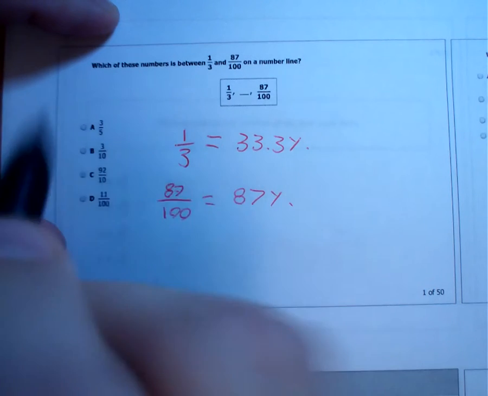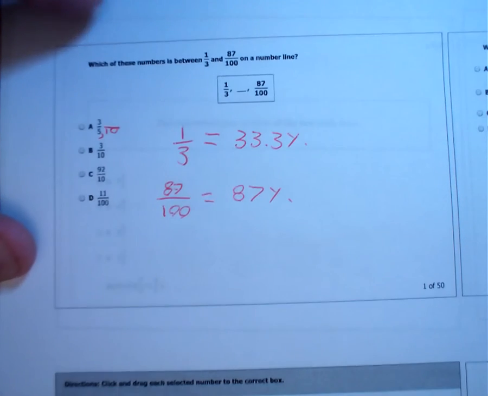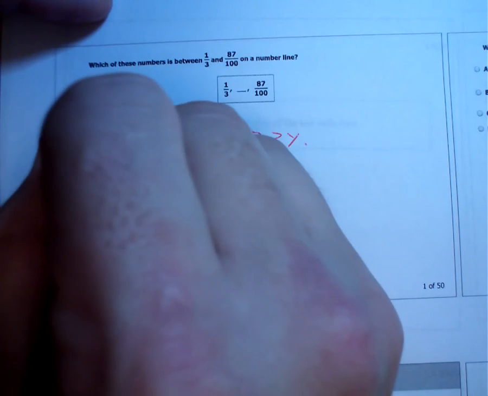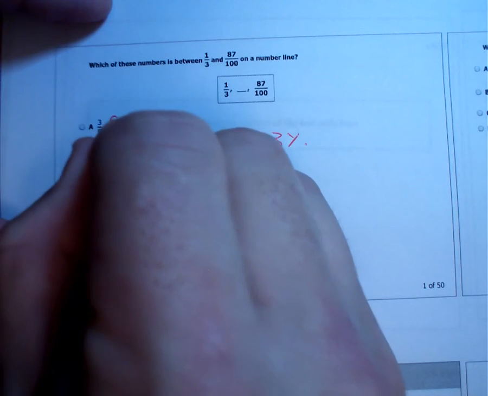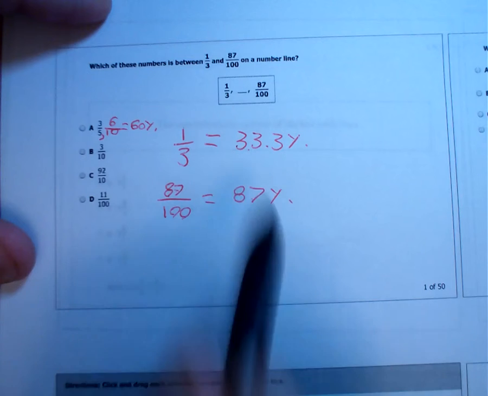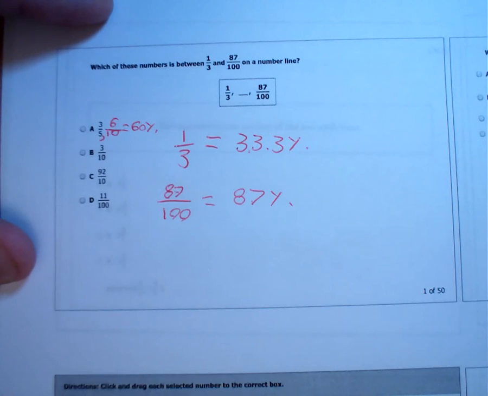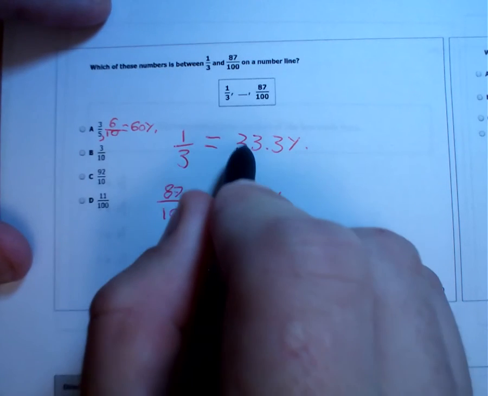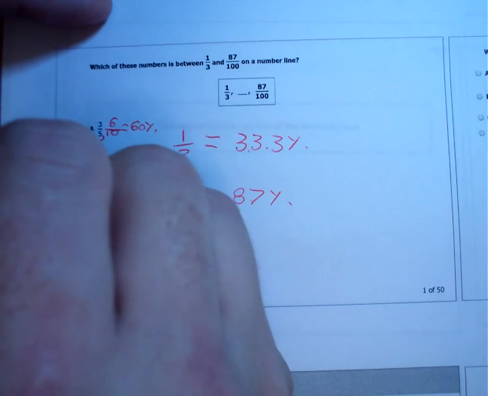Well, 3/5. Easiest way to do that one is to make it a 10 on the bottom. Because remember your place values. If you make it out of tenths, that's one decimal place. So 3 becomes 6. So 6/10 equals 60%. Is 60% between these two on a number line? 33 and 87. Would 60 be between them or not? Yes. All right, so 60 is between 33 and 87. So A is the correct answer.